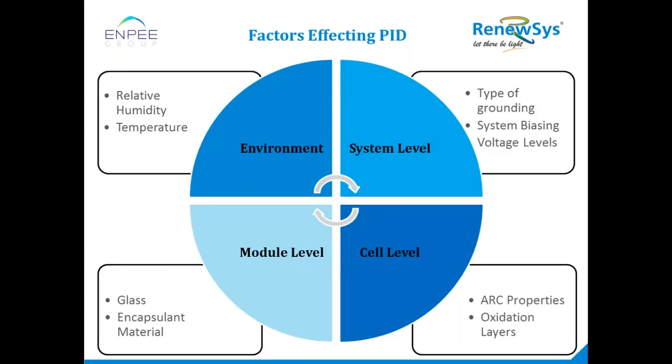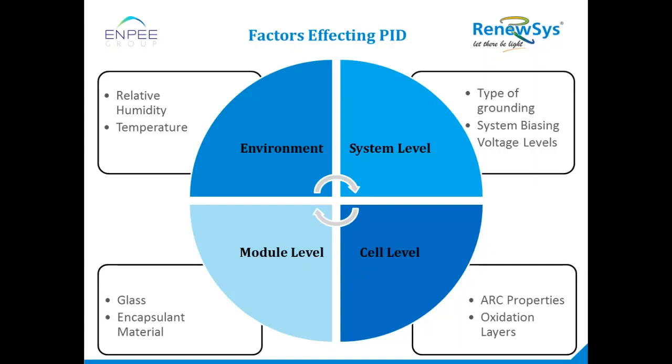So what are the factors which affect the PID? Here we can take into account four different factors. First one being the environment. Second one being the cell level. Third, we can look into the system level. And finally, the module level as well.